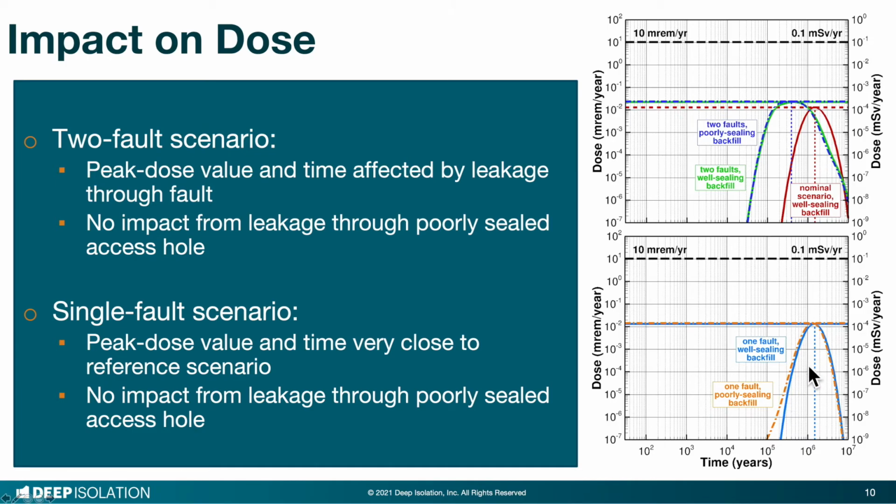The orange curve indicates that if the borehole is poorly sealed, some radionuclides arrive at the drinking water well a little bit earlier, however at exceedingly small concentrations. The relevant peak dose, however, is not affected by the quality of the borehole seal, supporting our previous conclusion.